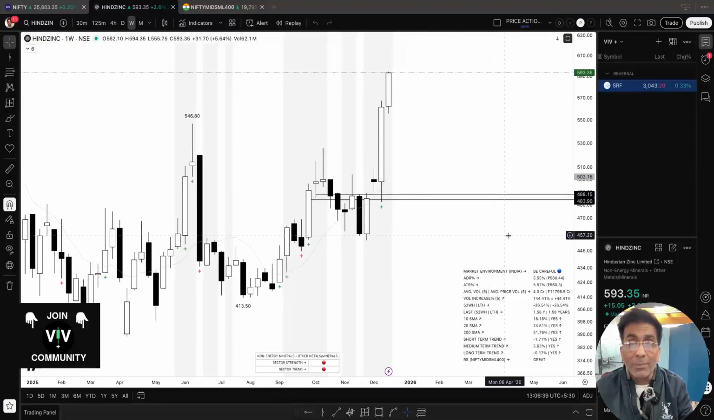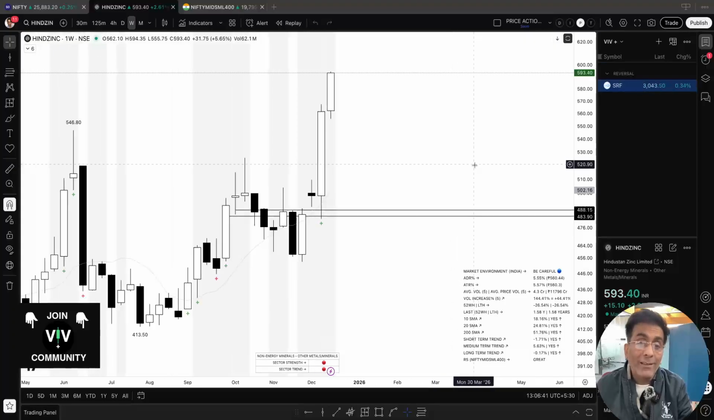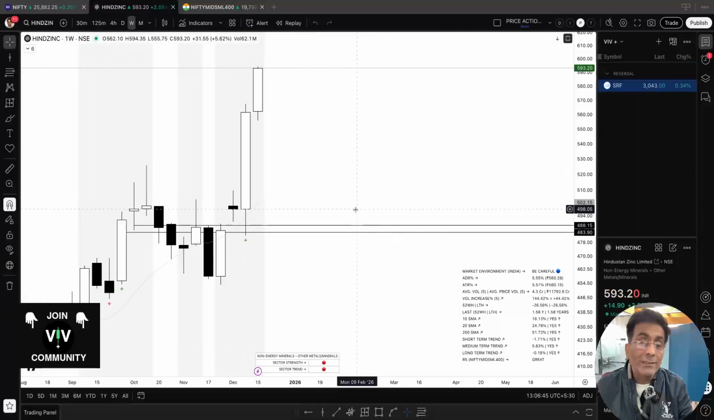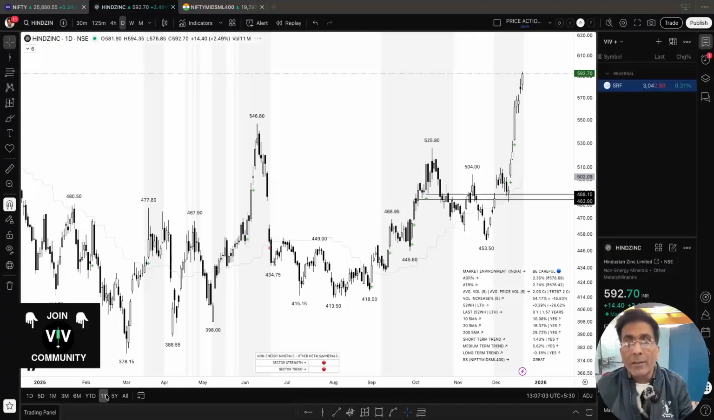See, the same is happening if you look at the weekly chart now. Our system has told us that the weekly time frame is very positive, the price is near the 10-week moving average. This is the zone where we can buy, right? We can invest, and you can see what is happening in that.